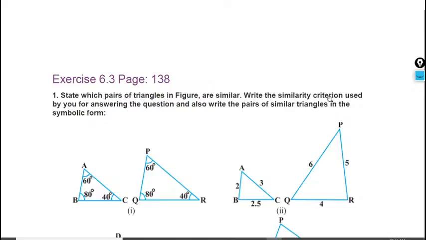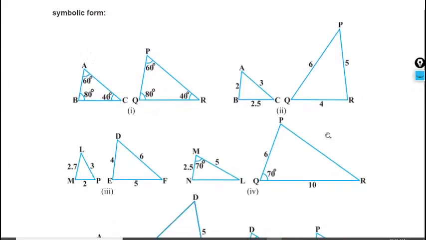Also write the similarity criterion used by you for answering the questions, and also write the pair of similar triangles in symbolic form. So you have to write the pair of similar triangles in symbolic form, and you also have to write the similarity criterion. So let's start. First we will go to question number I.